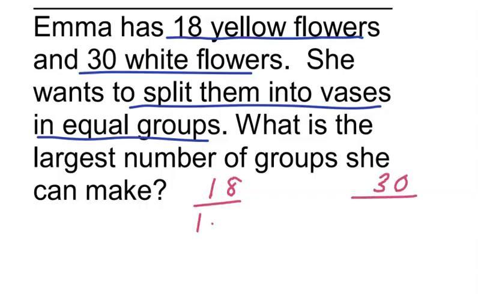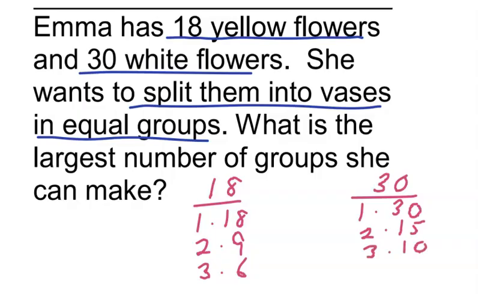Of course, 1 times 18 will give you 18. 2 times 9 will give you 18. 3 times 6 will give you 18. 4 times nothing, 5 times nothing, and then 6 times 3, so we're repeating. So that's all for those. For 30, it's 1 times 30 will give you 30. 2 times 15 will give you 30. 3 times 10, and 5 times 6, and then 6 times 5, obviously, so we're repeating there.